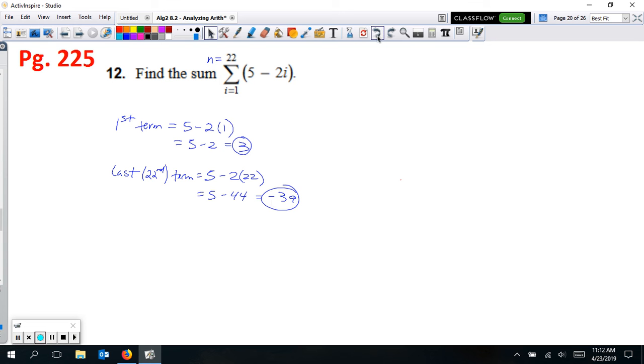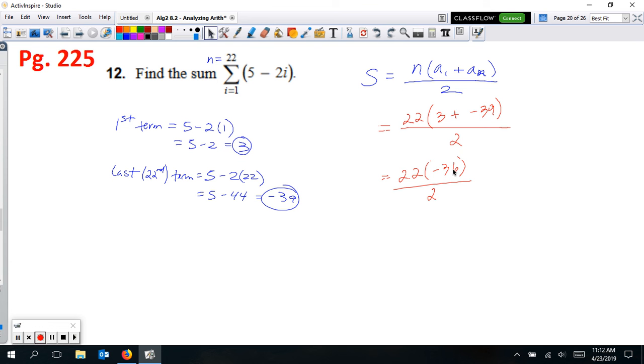Now we have everything we need to plug into our sum formula. I usually just put S for the sum, which is equal to n, which is 22. a of 1 is our 3, and a of n is negative 39, and it's all divided by 2. So we plug everything in: 22 times the quantity 3 plus negative 39. Let's do what's in the parentheses first. It's going to be negative 36 in the parentheses. 22 times negative 36 on top, and then divided by 2.